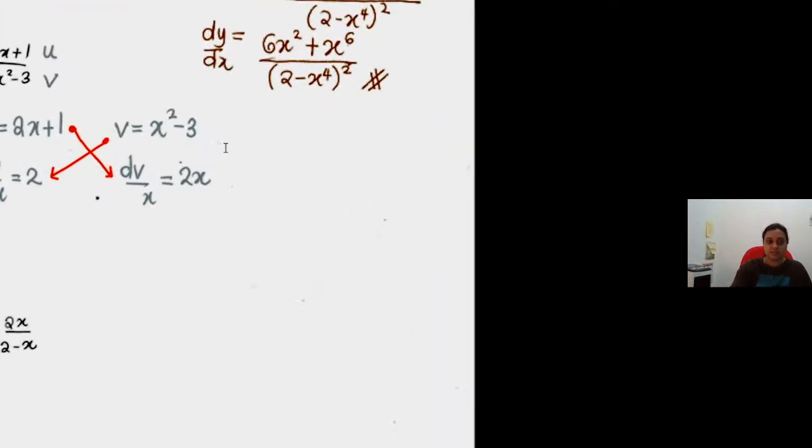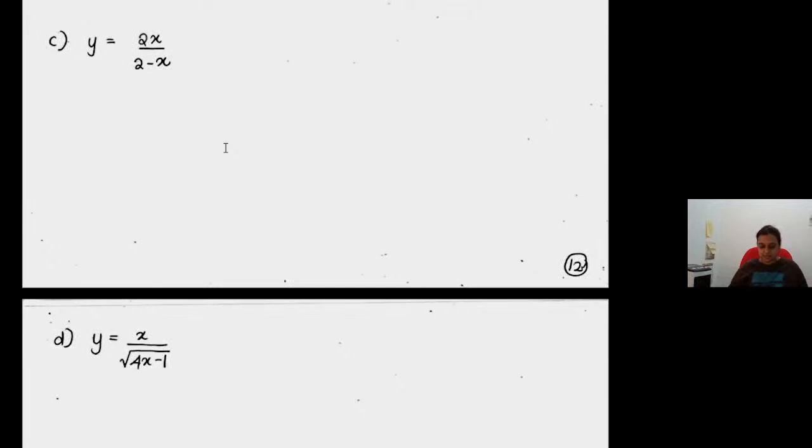Quotient rule. This now was C, right? Okay, C. Actually you can also use product rule for quotient type of question. What you can do is change it. So this is 2x. The bottom one you bring to the top, so it becomes negative 1. So in this case, if you're going to use product rule, this will be the u, this will be the v.